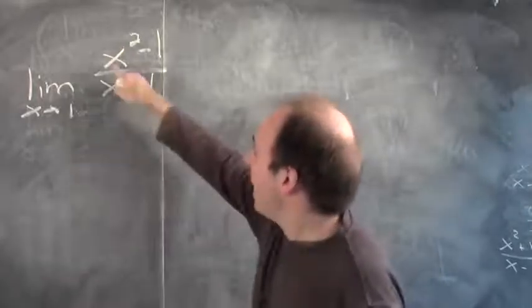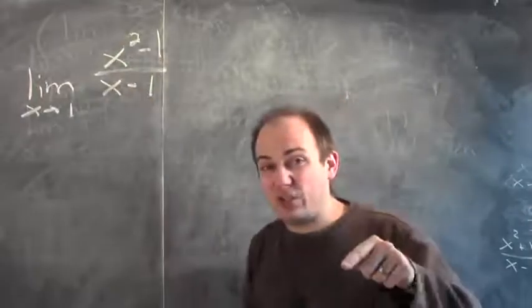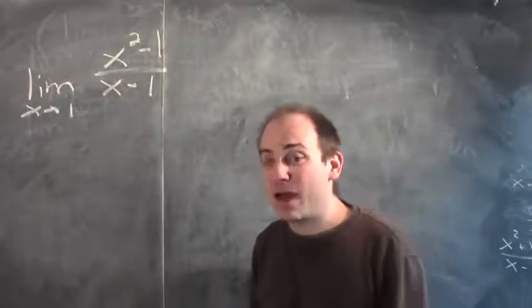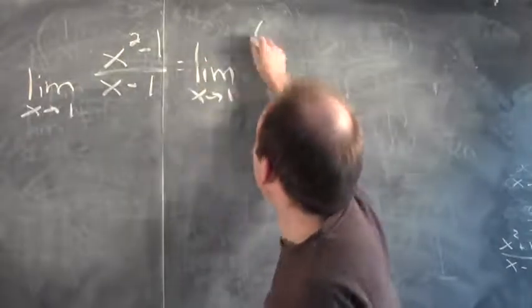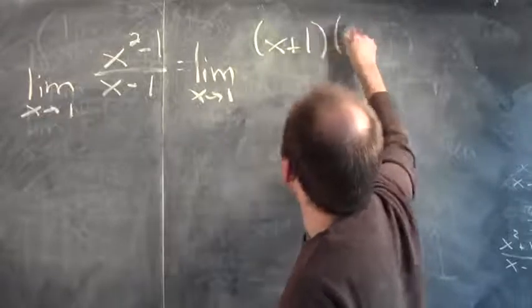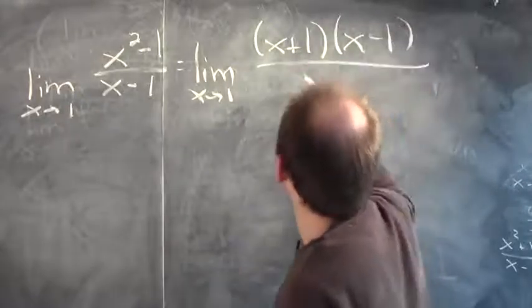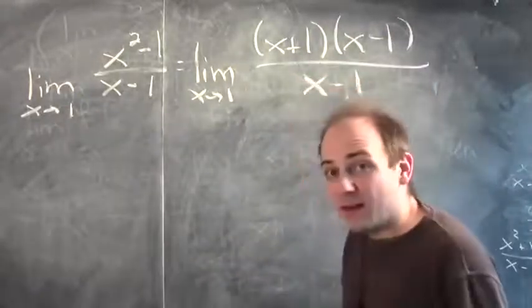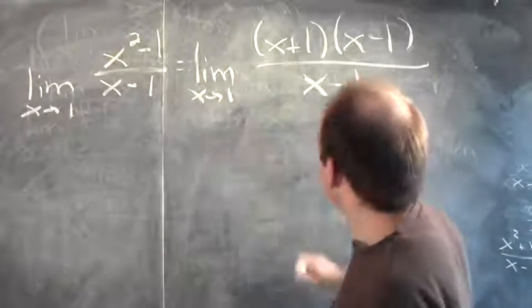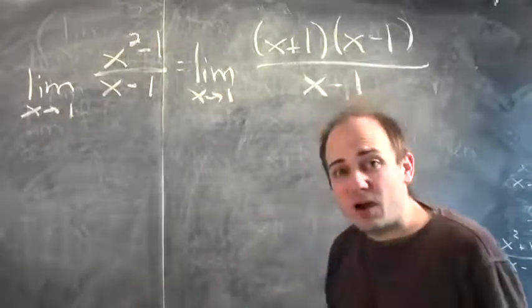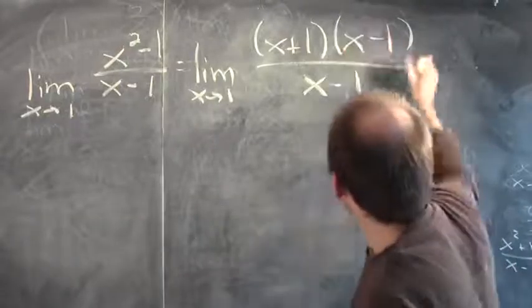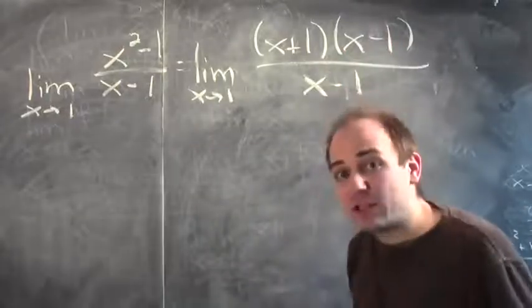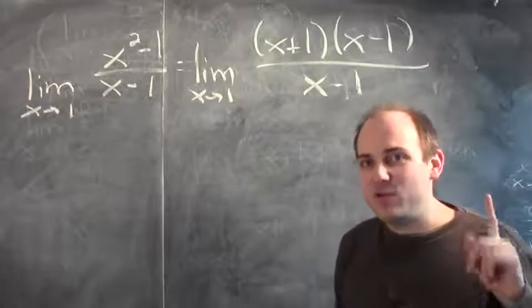Look at the numerator. x squared minus 1 factors as x plus 1 times x minus 1. So let's record that fact. I'm going to record the fact that the numerator factors as x plus 1 times x minus 1. Now I've still got a limit of a quotient, and the limit of the denominator is still 0. So it seems like we're stuck. But now I've got a factor of x minus 1 in the numerator and a factor of x minus 1 in the denominator. And I can use that fact.